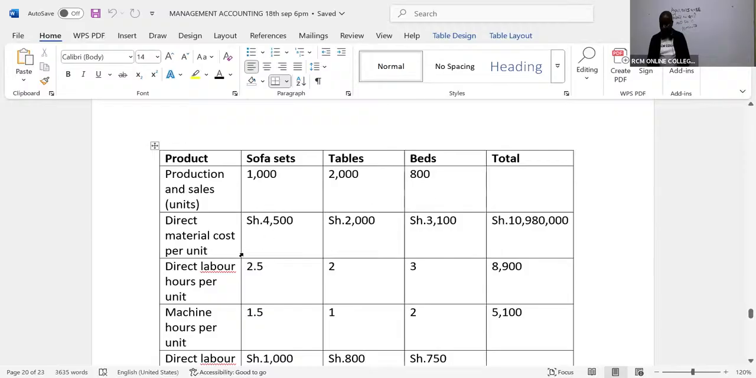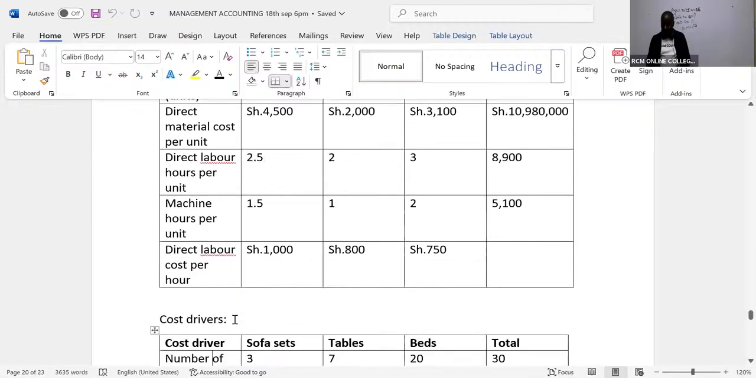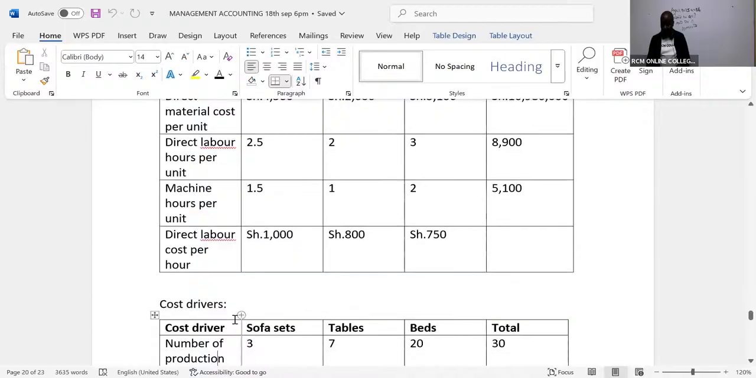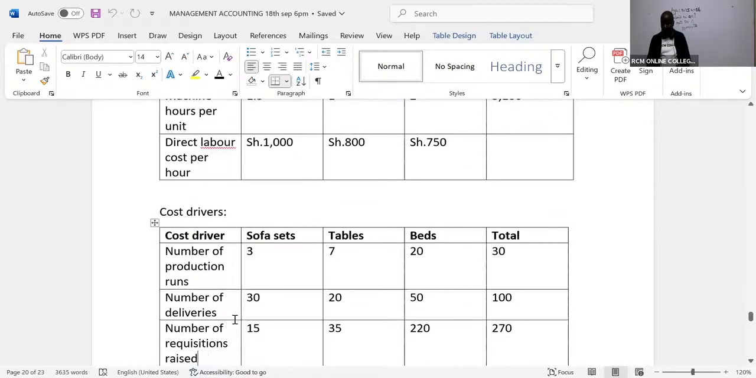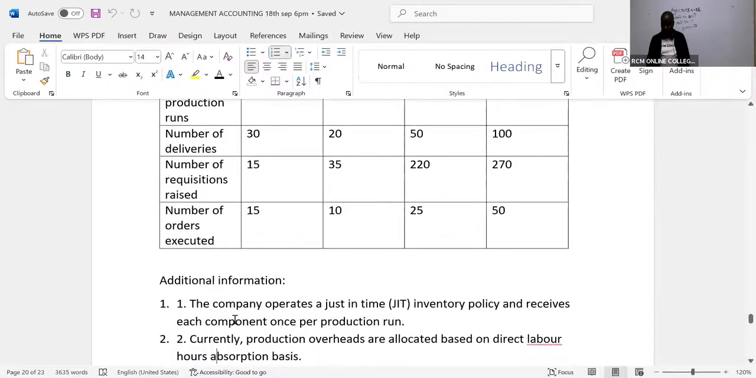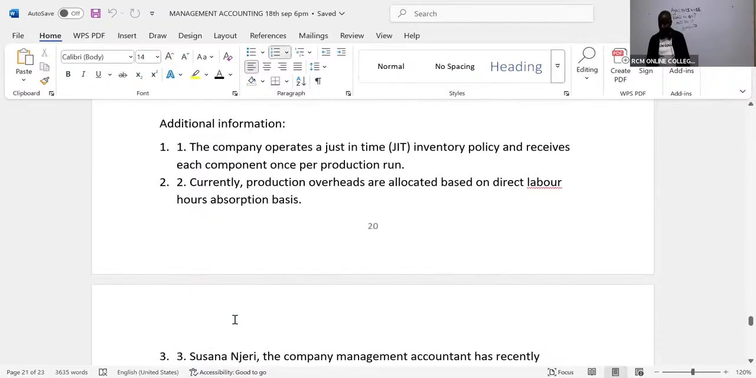Then they've given me direct material costs. I have direct labor hours per unit. I have machine hours per unit. I have direct labor cost per unit. Then they have given me cost drivers, nice things there. Additional information: 1, the company operates a just-in-time inventory policy and receives each component once per production run.